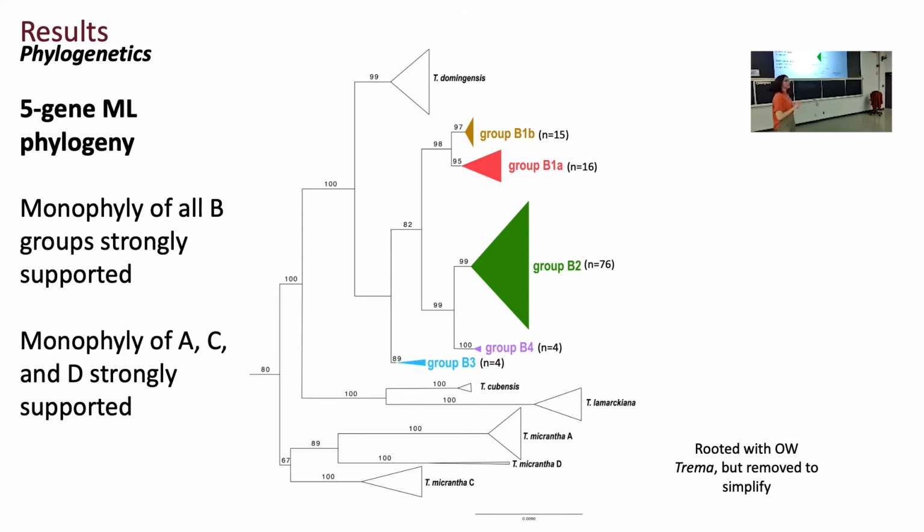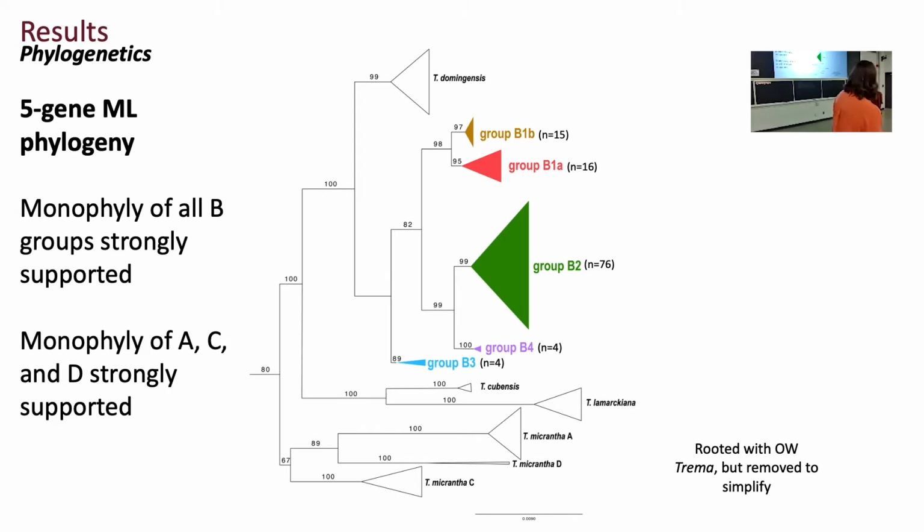So this is the 5-gene phylogeny. And what we can see is that we've identified 5 clades within Trema micrantha B. And these are represented by the different colors. So we have B1b, B1a, B2, B4, and B3. And these are just ways for us to keep these clades straight. And we see that these clades are monophyletic. So that means that all of the descendants share a common ancestor. And we see the monophyly also of some lineages I mentioned earlier, which is Trema micrantha A and Trema micrantha C. So we always see that these are well supported as lineages or species.